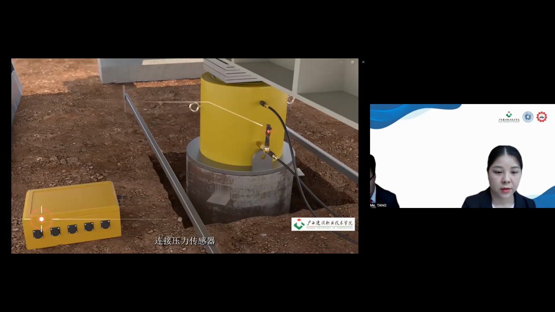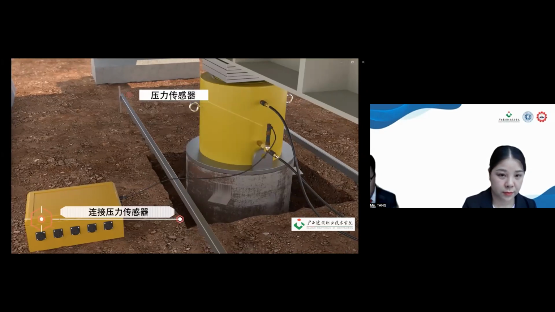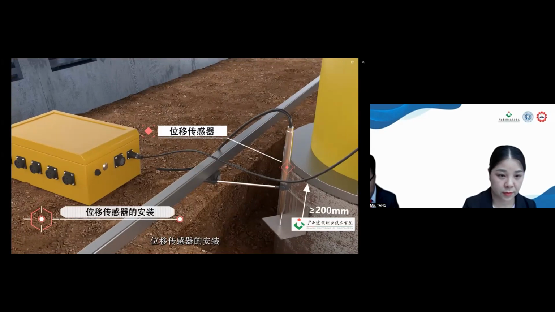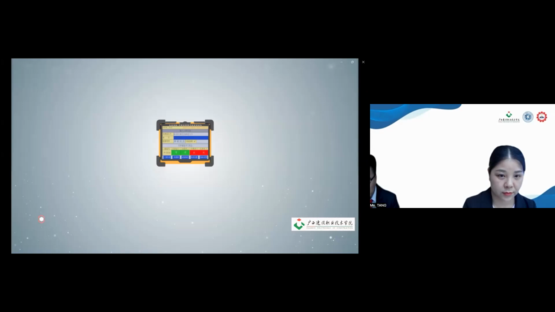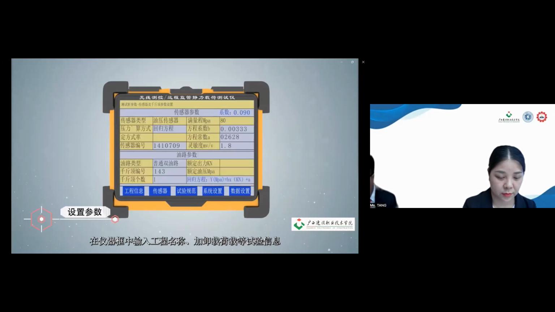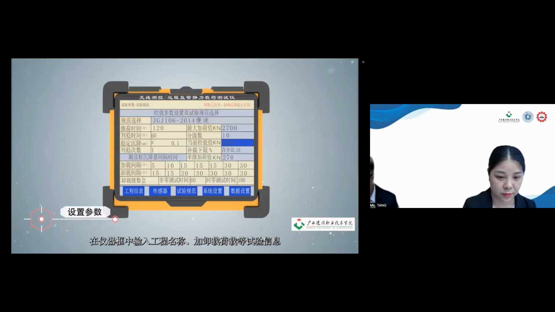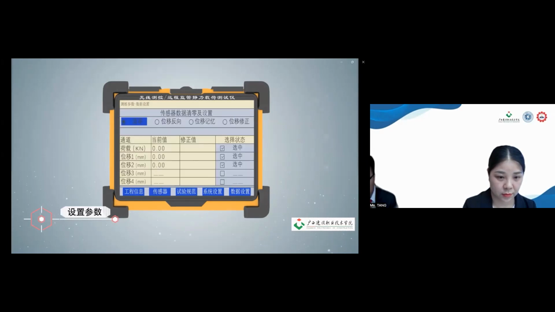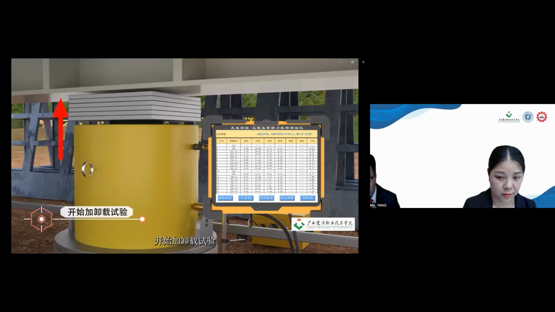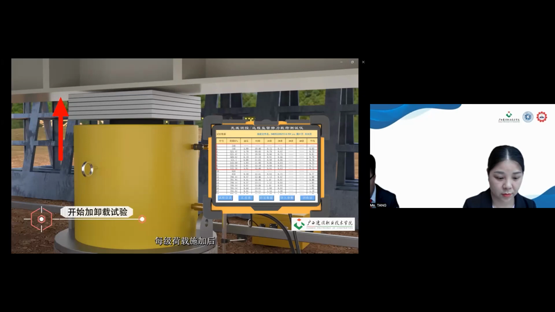Connection of the pressure sensor. Installation of the displacement sensor. Parameter setting. Turn it on and input the project name, loading, unloading, and other text information on the instrument box. Start the loading and unloading test. Preload shall be carried out before the formal test.